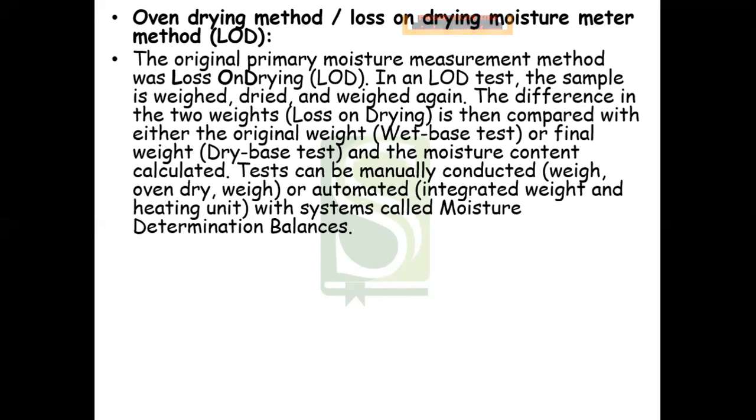The original primary moisture measurement method was LOD, that is, loss on drying. What is done in an LOD? You weigh the wet sample first, then keep it in the oven, as the name oven drying tells us. We place it in the hot air oven for a limited period of time, then take it out and weigh it again. There will be a loss in weight.